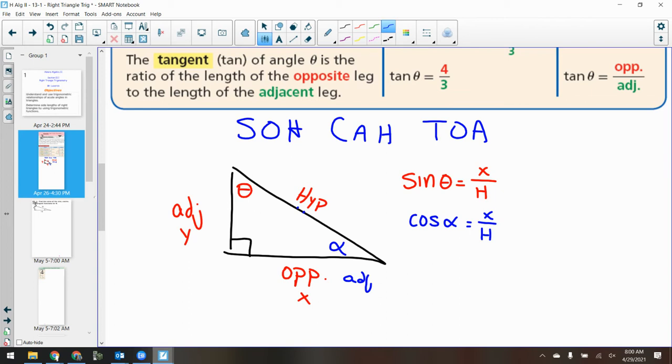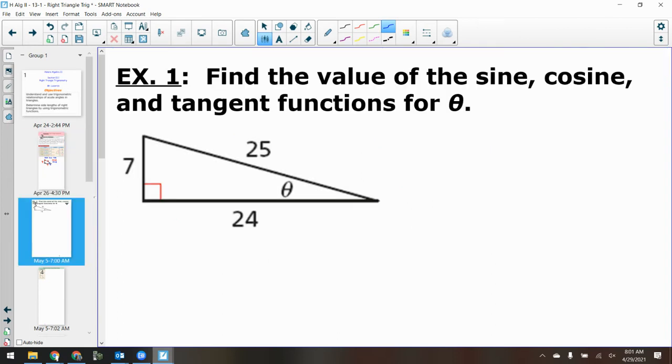So what do you notice about cosine and sine of complementary angles? Oh, wow. They're exactly the same. And that's a very key component here that we have to learn. The sine of any angle is the cosine of its complementary angle. Remember, complementary means adds up to 90. All right, so let's practice a little bit with it.